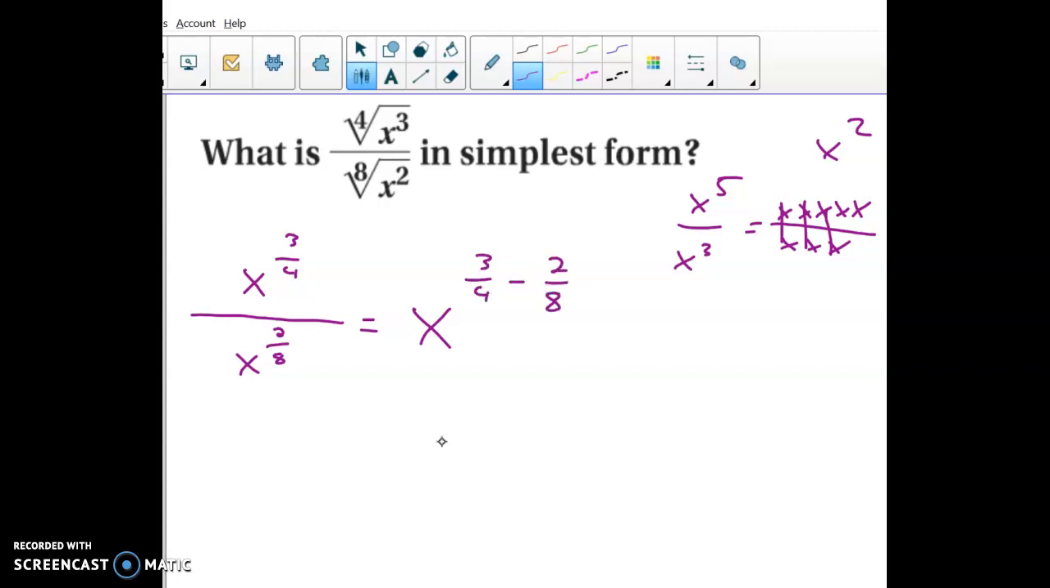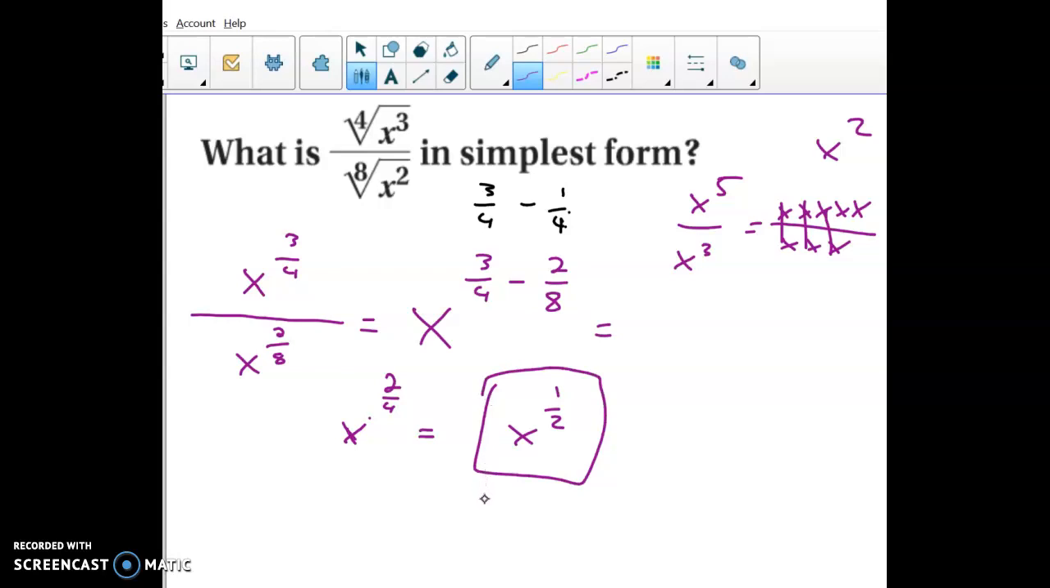And in order to subtract, you need a common denominator. But luckily on this one, this 2/8 is actually the same thing as 1/4. So I can just make that into 1/4. And so we'll end up with x to the 3/4 minus 1/4 power. And then that actually reduces a little more because 2/4 is the same thing as 1/2. So our answer here is x to the 1/2 power.